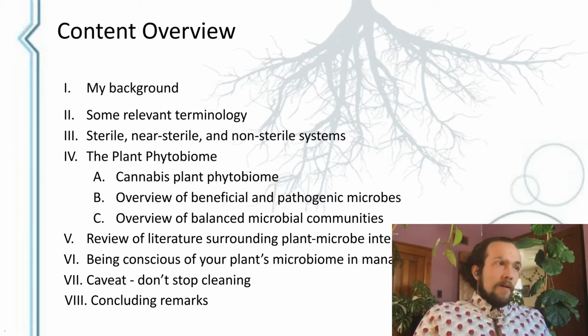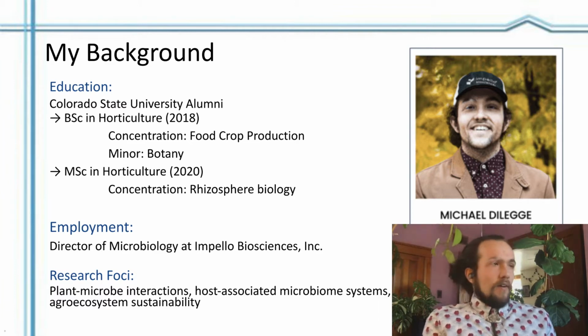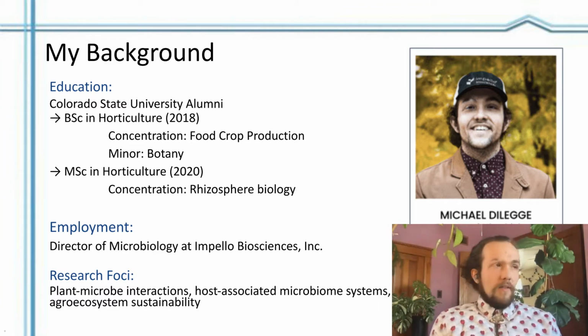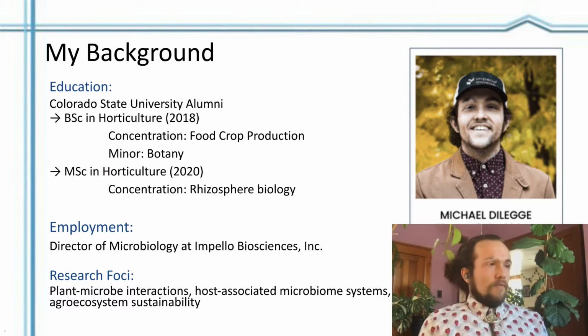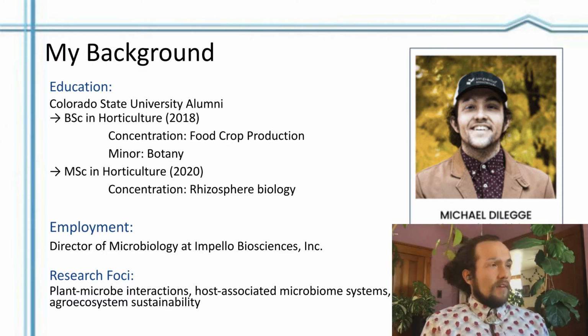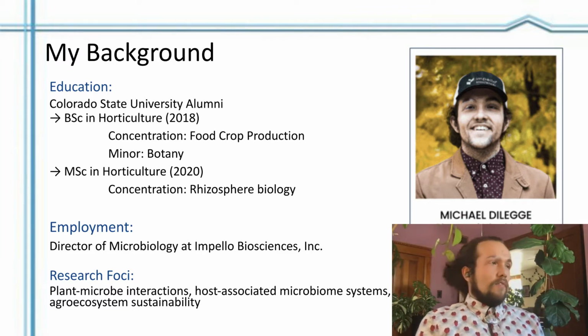So my name is Michael DiLegge. I was educated at Colorado State University. I got a horticulture degree in 2018, focusing on food crop production, and then I got my master's from CSU in Rhizosphere biology. I've been employed as the Director of Microbiology at Impello Biosciences for about 2 years now, and here I get to spearhead all the R&D that Impello conducts. My main research interests are plant microbiome interactions, host-associated microbiome systems, and sustainability in agroecosystems.